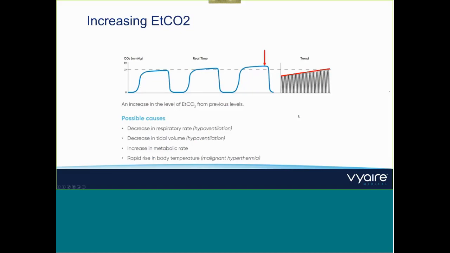So of course, when we have an increasing CO2, for example, you see that level here, the shape of the curve is the same, but the height of the curve is increasing, so that means there is more CO2 measured. This can have certain reasons: a decrease in respiratory rate, a decrease in tidal volume, but also an increase in metabolic rate, because when the patient, for example, has fever, CO2 production is raised by 13% for each degree Celsius of temperature. So if a patient has a temperature of 38.5 degrees Celsius, the CO2 production is raised by 13 to 15%.